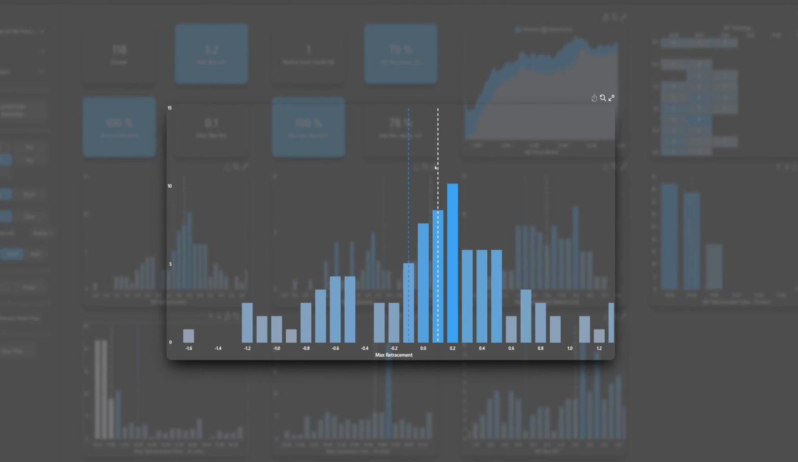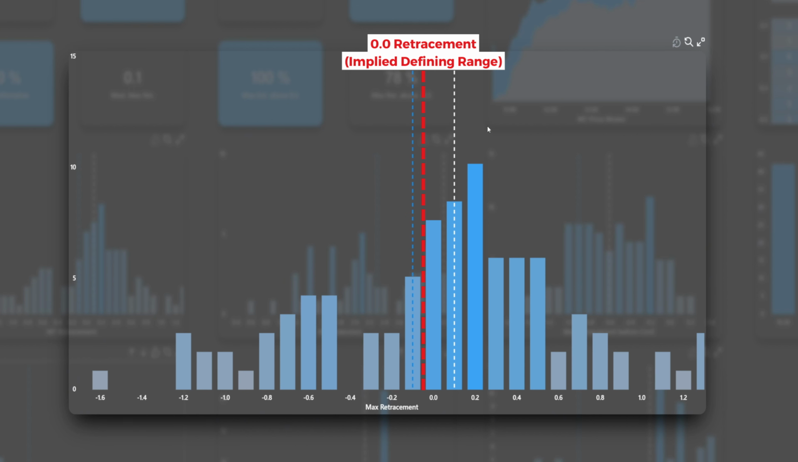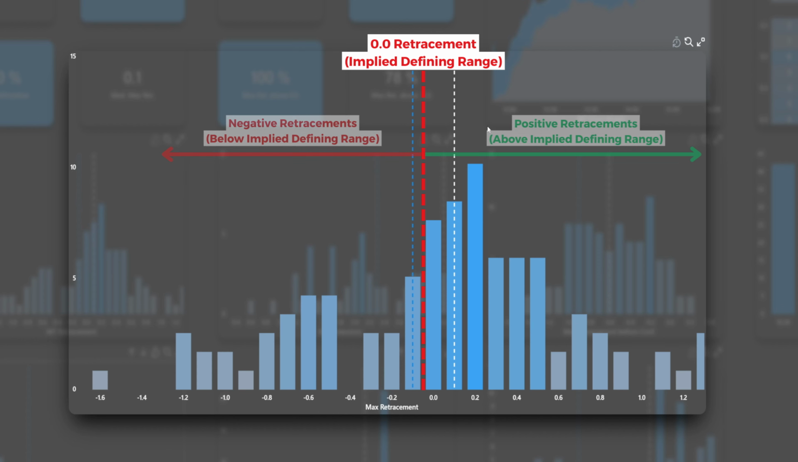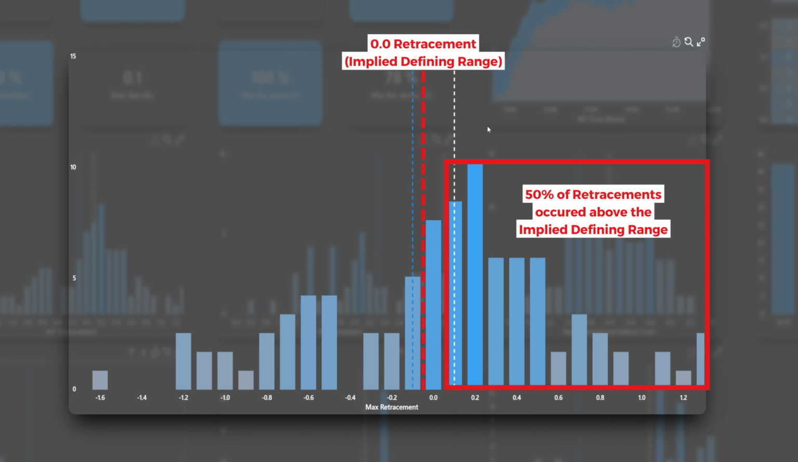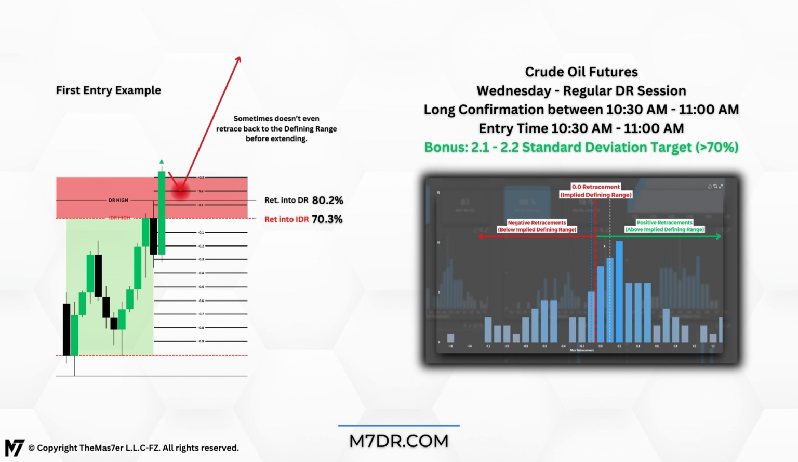In the retracement distribution, the Wednesday data we analyzed earlier supports this observation quite well. As you can see in the distribution curve, a decent bulk of retracements happened right before the zero retracement level, which would mark the beginning of the implied defining range. The positive values on the right could have either reached above the defining range or into the defining range, but not into the implied defining range. Our sweet spot for a first entry is therefore confirmed, since more than 50% of retracements happened above the implied defining range.